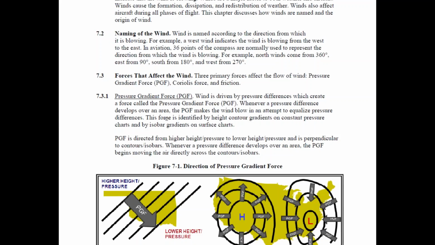Pressure gradient force. So basically, going back to the pressure systems, they move in on top of each other, and that's how you can see. You can tell when you've had frontal passage because you'll get a shift in the wind, or you can tell that you're getting a frontal passage coming through because the wind shifts.